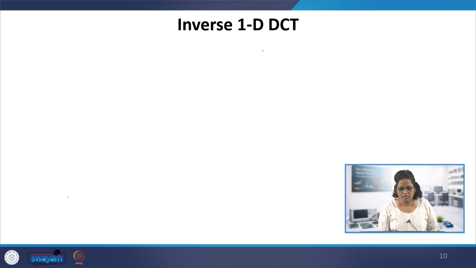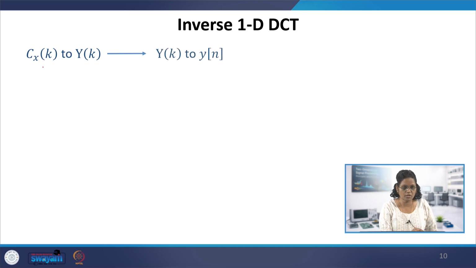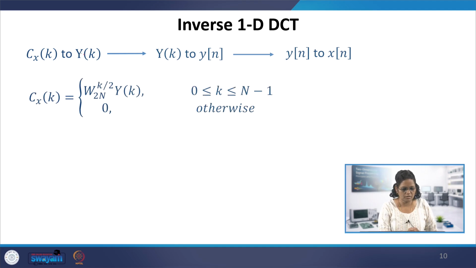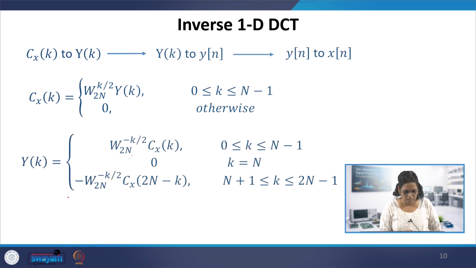Now the inverse DCT. As we did through one process in computing the DCT, we can get the C_x coefficient from y of k. Here, the C_x(k) coefficient is to be extended to y of k, then y of k is changed to y of n, and then we get from y of n to x of n. So first we have C_x(k), the DCT coefficient. From this DCT coefficient, how do we get y of k? Like we did in the even symmetrical case, y of k is obtained. This is N points only; we have to get 2N points here.